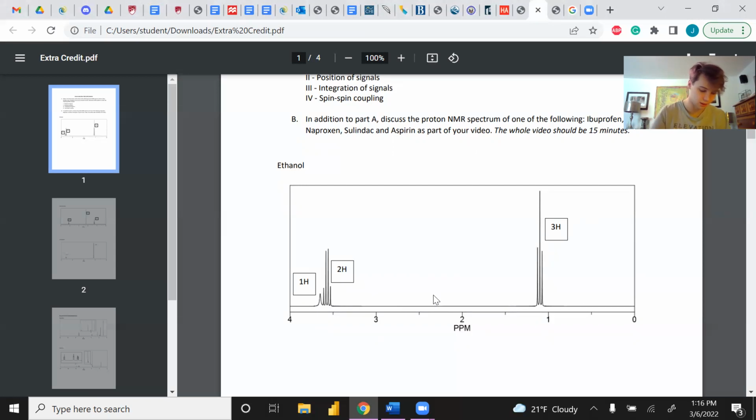And essentially, you can not only determine how many hydrogens are in the molecule itself, but you can also determine the amount of hydrogens that are in the neighbor group with the n+1 rule, which is part of spin-spin coupling, but we'll get into that in just a second.